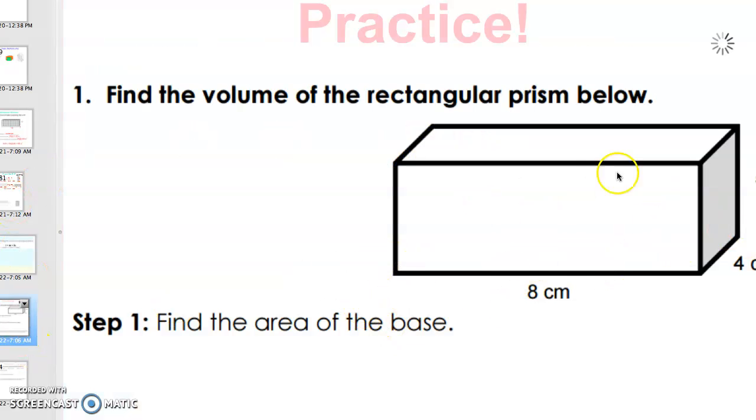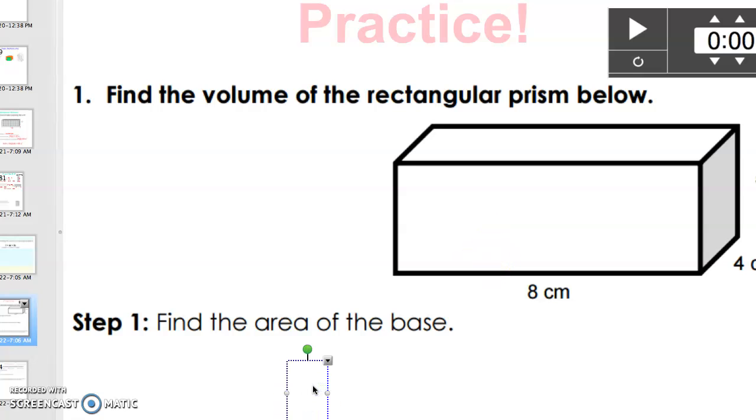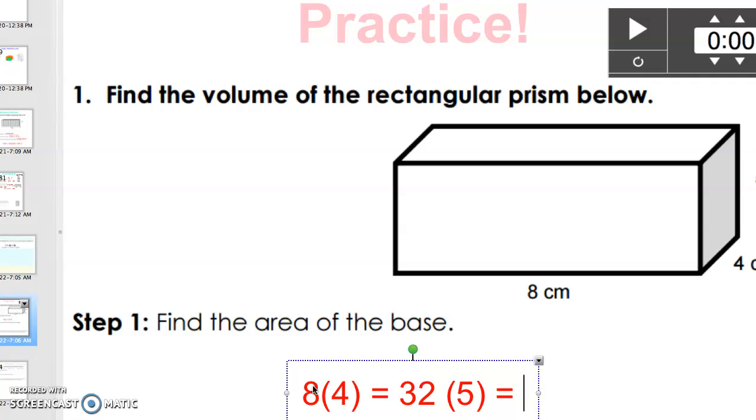So the fastest way to find the volume of this prism is to find the area of the base. 8 times 4, which is 32. And then you multiply 32 by the height, which is 5, and you get 160. And here it gives us the units, centimeters cubed. But again, if you want the fastest way, you just plug in your calculator, 8 times 4 times 5. And you get 160 centimeters cubed.